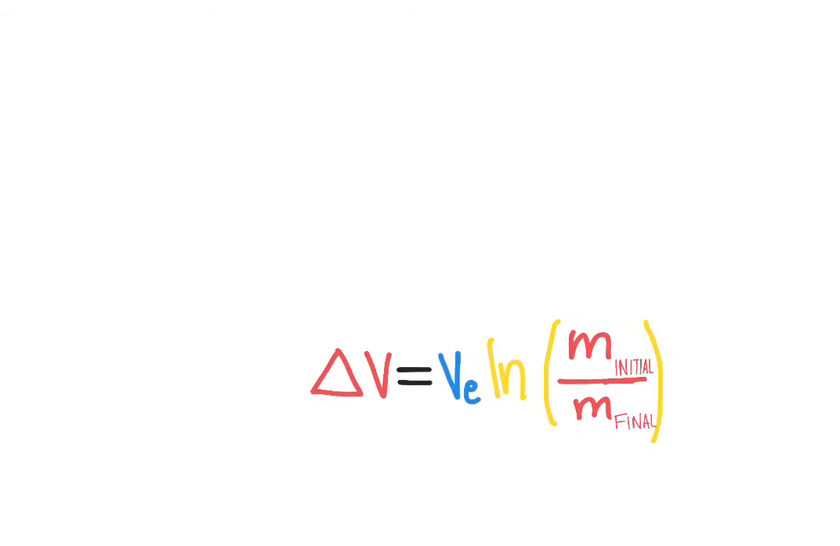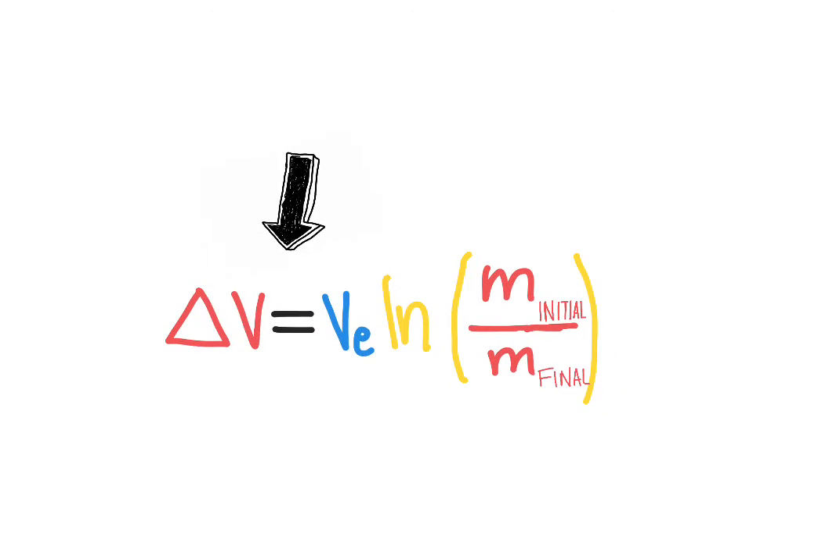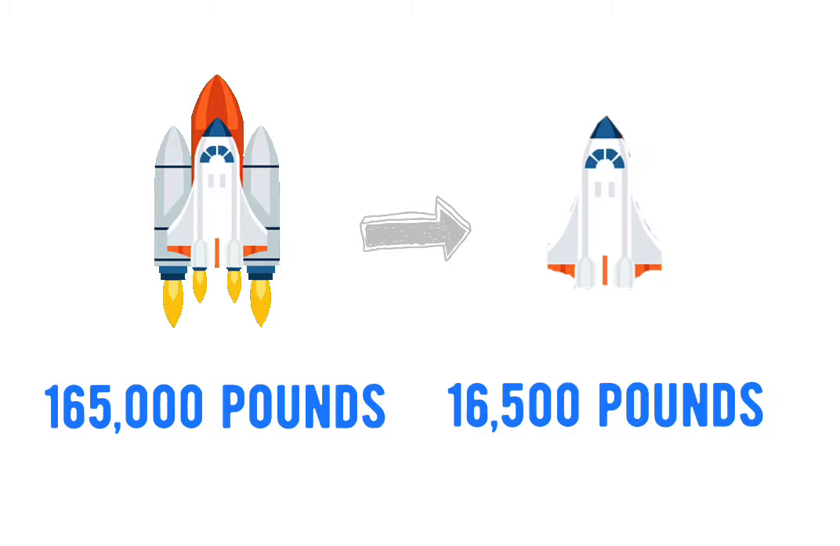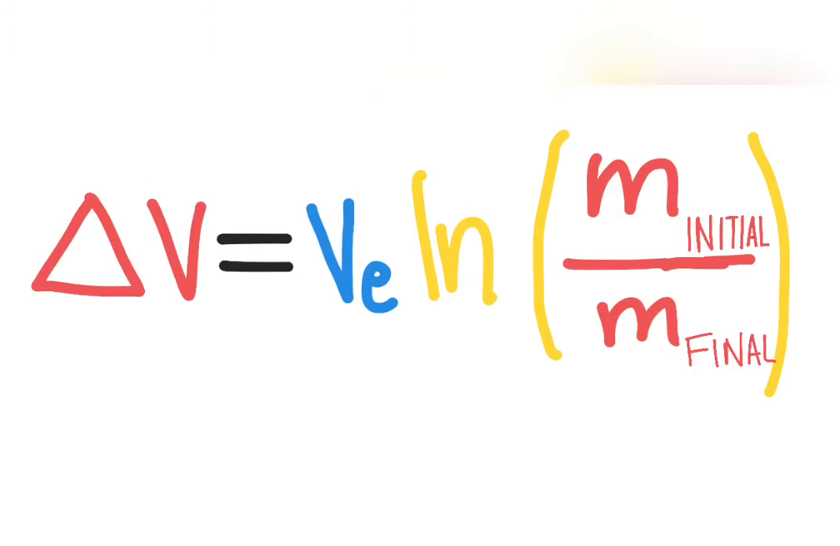The ideal rocket equation relates the change in velocity of the rocket to the change in mass of the rocket after it has burned its fuel. Since 90% of the rocket's mass comes from its fuel, the initial mass of the rocket and the final mass of the rocket after it has burned all its fuel is going to be very different. Now let's understand what all the symbols in the rocket equation actually mean.